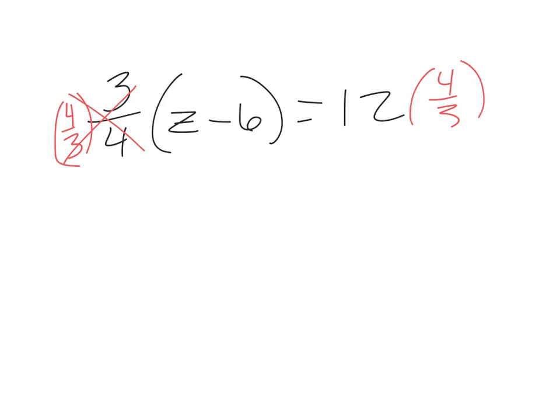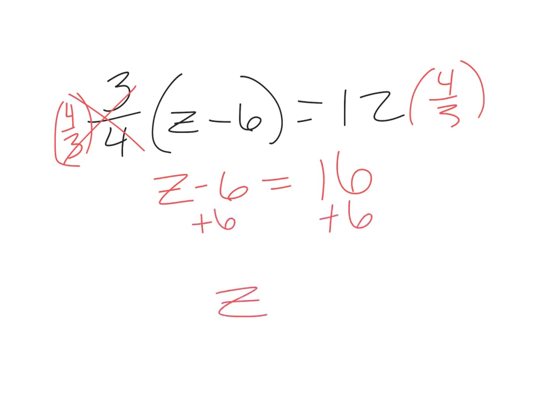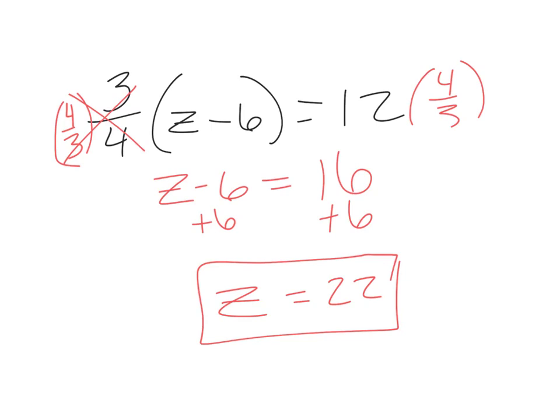So then I have z minus 6 equals, what is 12 times 4 divided by 3? Is that 16 again? Yeah, 16. Because it'd be 48 divided by 3. Then I add 6, right? So z equals, what's 16 plus 6? 22. Very good.